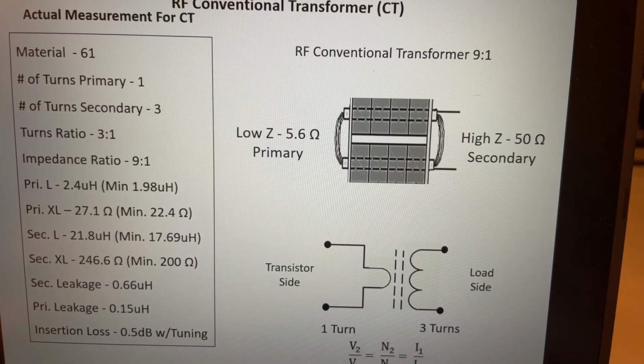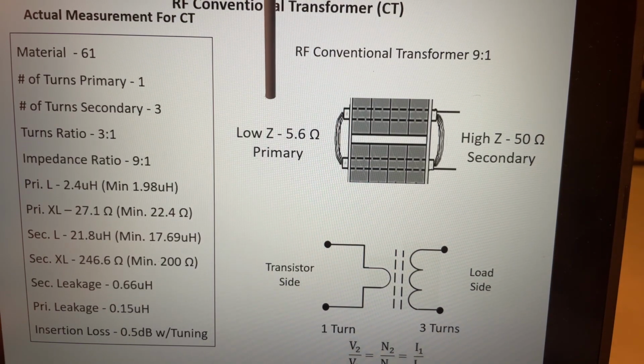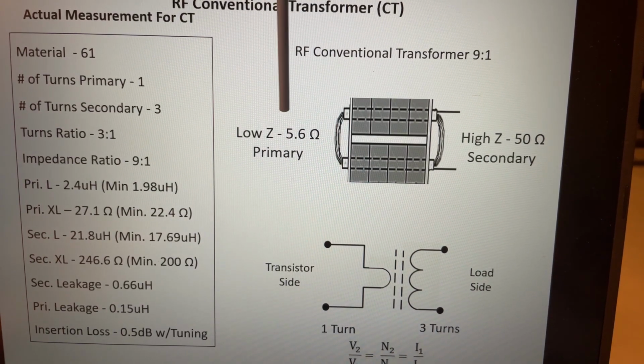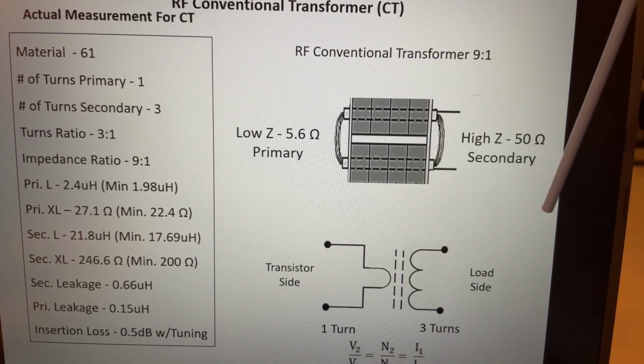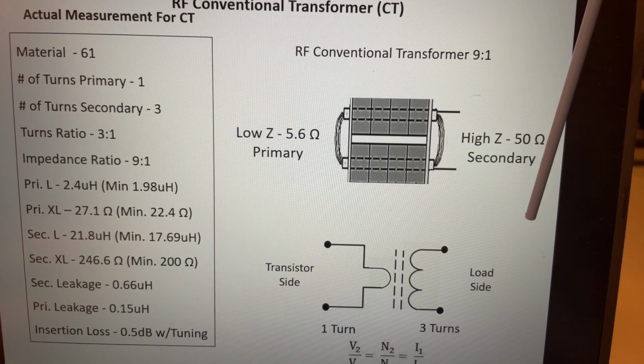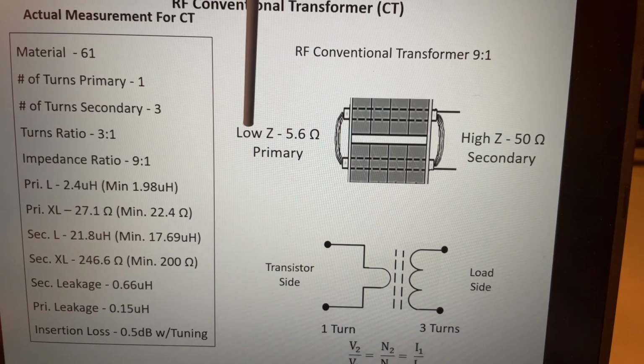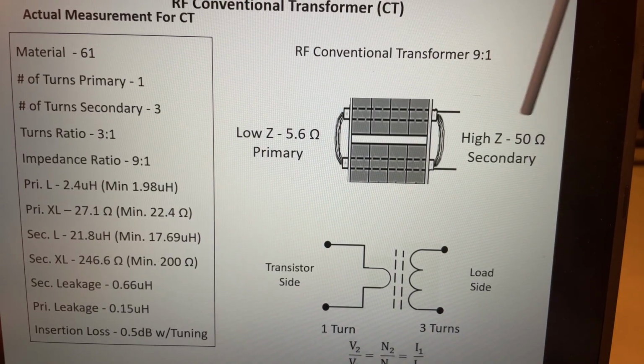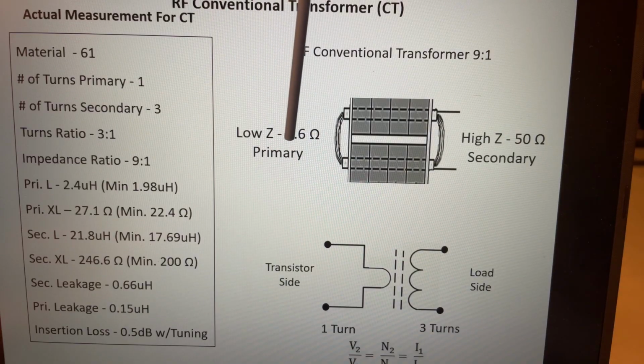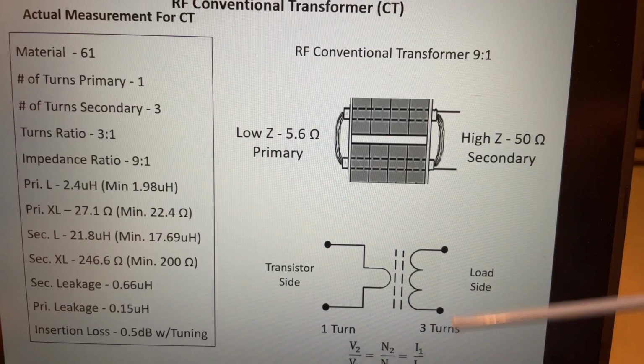So this is our conventional transformer. Basically, we're matching the output impedance of the LDMOS transistor, the calculated impedance that we need, which was 5.6 ohms on the primary side, to 50 ohms on the secondary side. So we're going from a low impedance to a higher impedance, and we're going from balanced to unbalanced. And this just shows you the schematic representation.